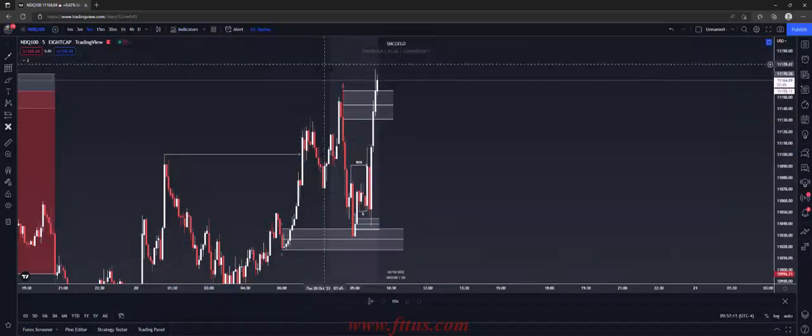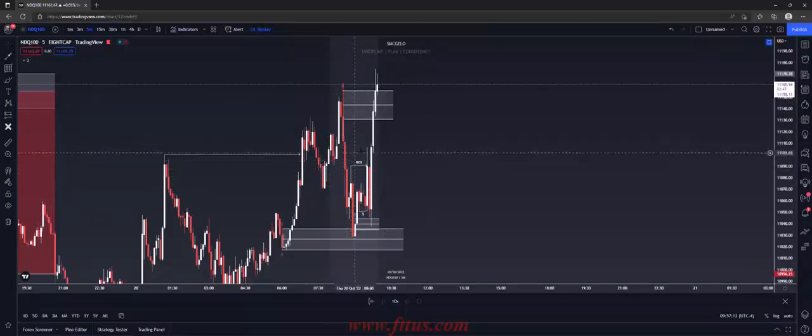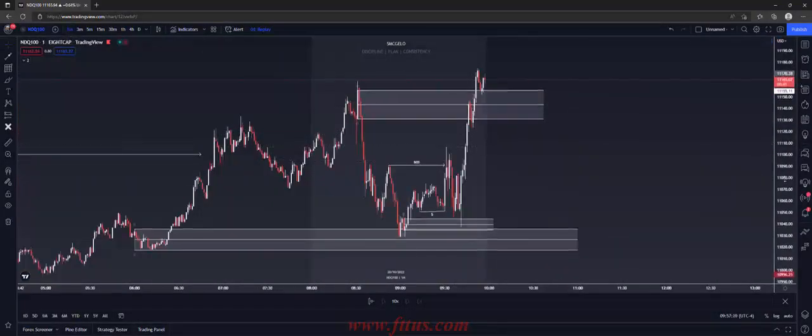You know, we could have our TPs up here, but it's whatever. You know, we took out a 14R. I think that's good enough. You know, a lot of people can't even catch that in a week. We catch it in a couple minutes.